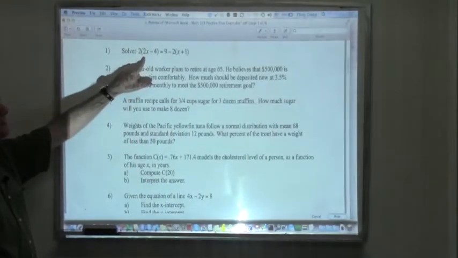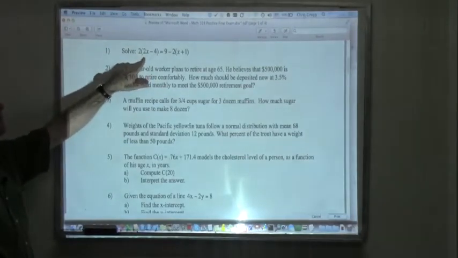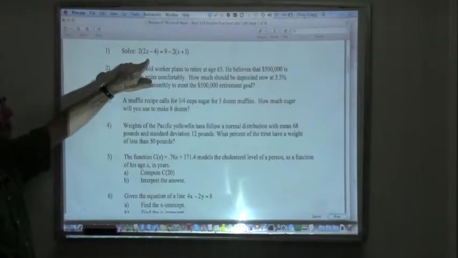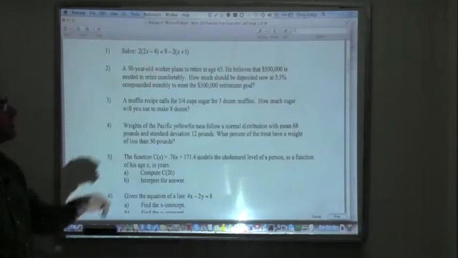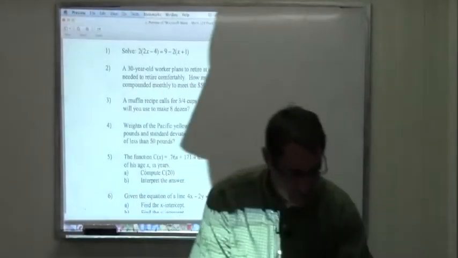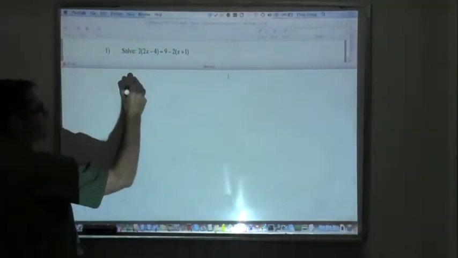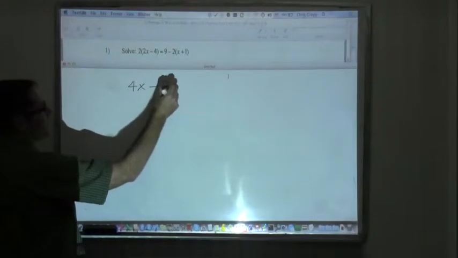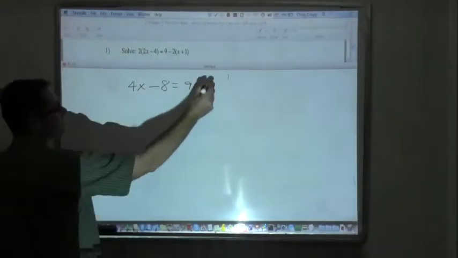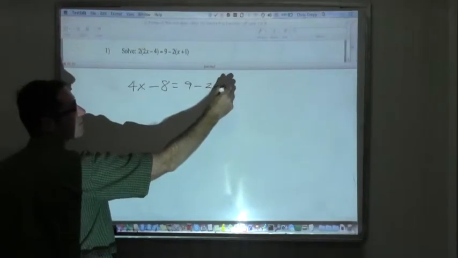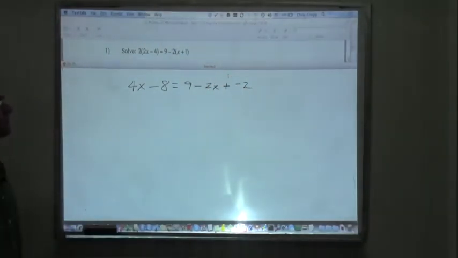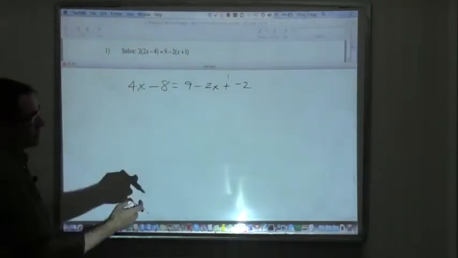This one, I bet a bunch of you guys would get kind of annoyed at this one. It's not that hard. You just have to solve for x. Distribute that, so it's going to be 4x minus 8 equals 9 minus 2x plus negative 2. Don't forget to do that. Or it's just negative 2x minus 2. It doesn't really matter.